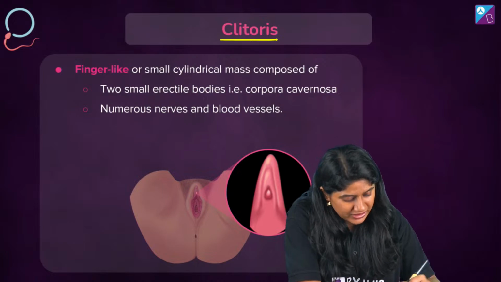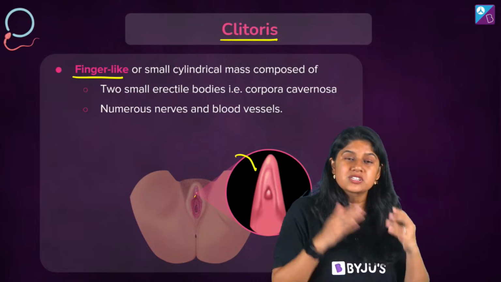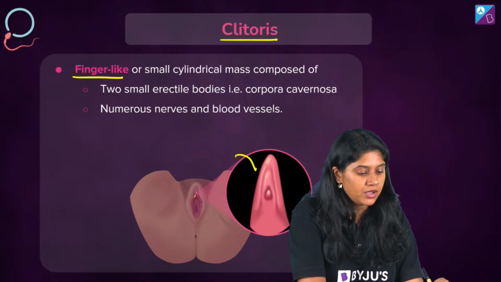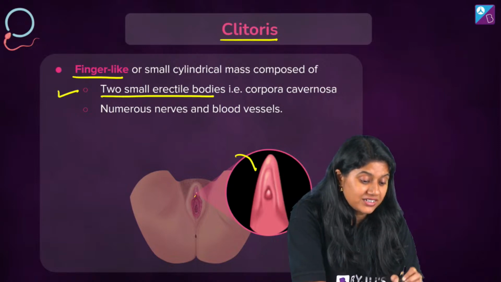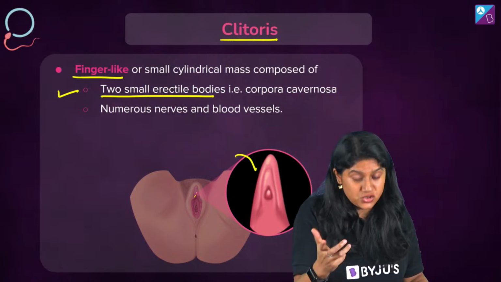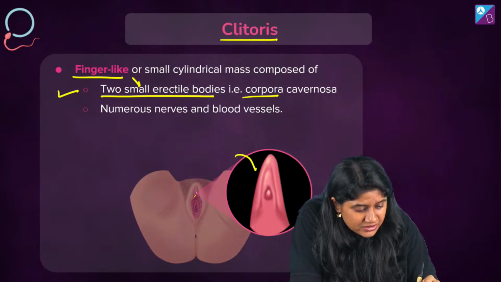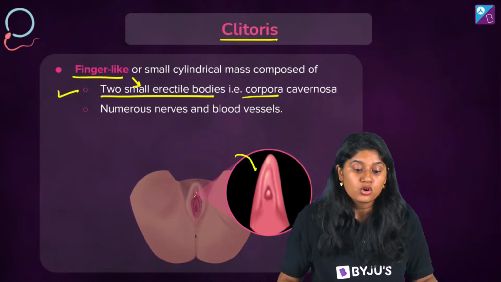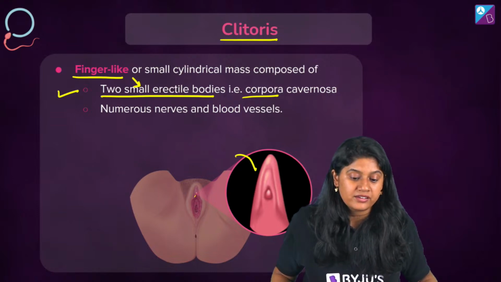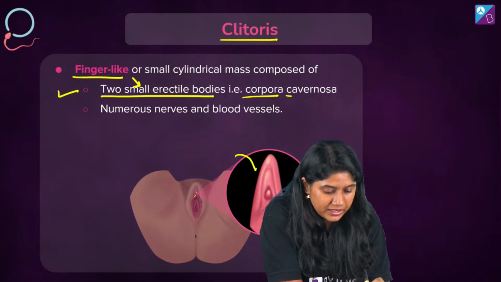So again, this clitoris, we can clearly see over here, it's a very tiny, finger-like or cylindrical mass composed of two very important things. First, of course, it has two erectile bodies. Definitely it has a tissue which has an erectile nature. So, it has two small erectile bodies which are called the corpora cavernosa. Everyone, do take a note of it.